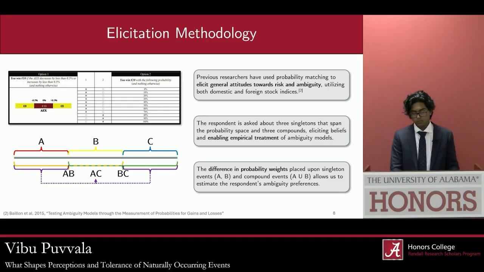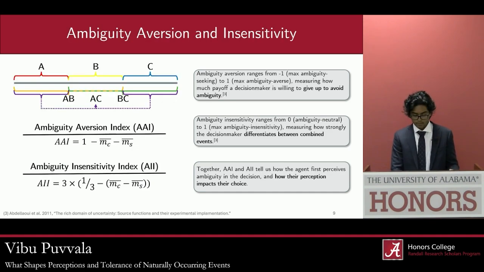These 3 events, we just labeled them A, B, and C for convenience, as well as 3 compounds, which are formed of combinations of the singleton events, AB, AC, and BC. And the difference in probability weights placed upon the singleton events and the compound events allows us to estimate what the ambiguity preferences and perceptions are of the respondent.